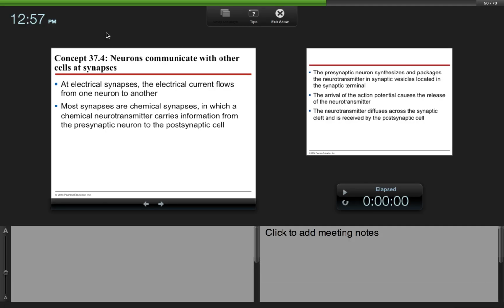Okay, neurons communicate with each other, with other cells at synapses. So remember, those are the spaces between the neurons. At electrical synapses, the electrical current flows from one neuron to another. Most synapses, however, are chemical synapses, in which a chemical neurotransmitter carries information from the presynaptic neuron to the postsynaptic neuron.